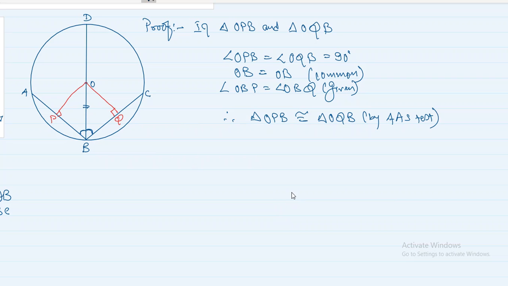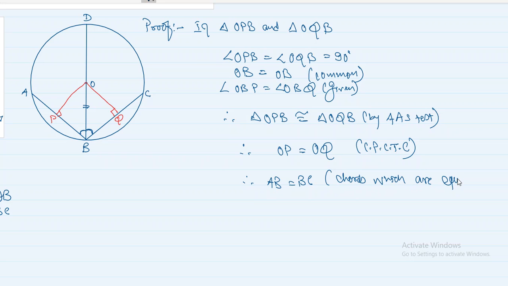Since the triangles are congruent, we can say that OP is equal to OQ, by CPCTC. And since OP is equal to OQ, we can say that AB is equal to BC. How can we say this directly? Because chords which are equidistant from the center are equal in length.